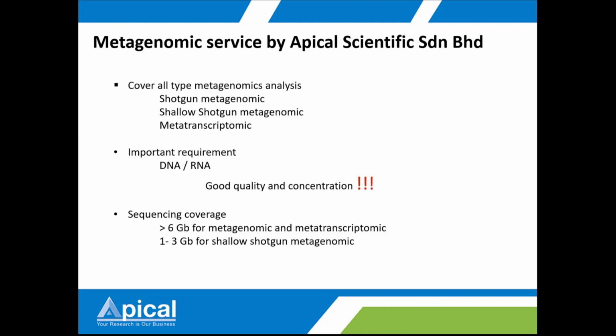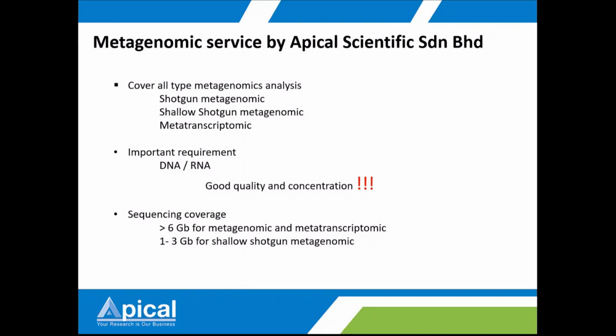If you want to send a sample, it is very important that you have very good quality DNA or RNA. High concentration is a must, especially if you're working with shotgun metagenomic as well as metatranscriptome. For sequencing coverage, you need at least about 6 GB of data for the metagenomic and also metatranscriptomic.